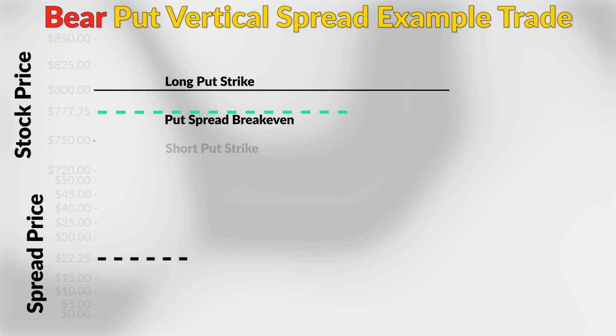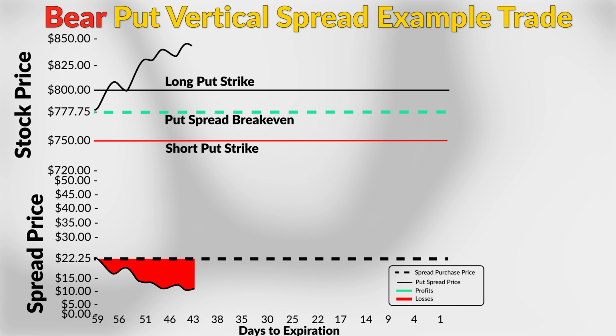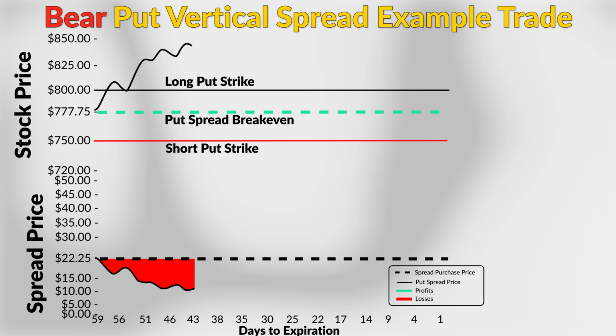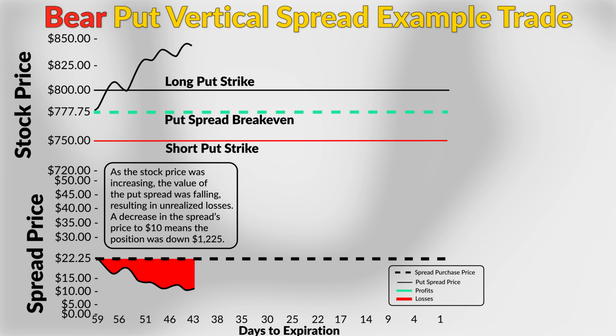But this is just the expiration payoff diagram, so let's look at how this trade actually performed as the stock price changed. Understanding that this is a bearish trading strategy, it would make sense that the trade lost money initially as the stock price was increasing. In the first 2 weeks or so, the stock price unfortunately went from $778 to almost $850. And we can see that the 800-750 bear put spread lost value, falling from a price of $22.25 to a low of $10.